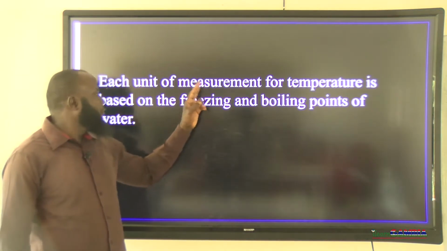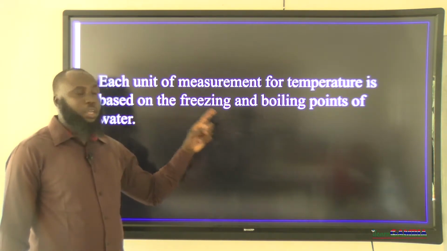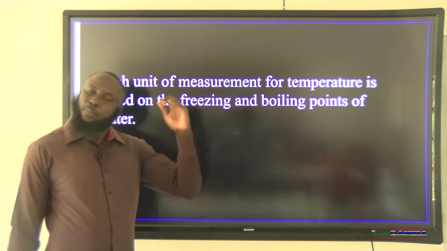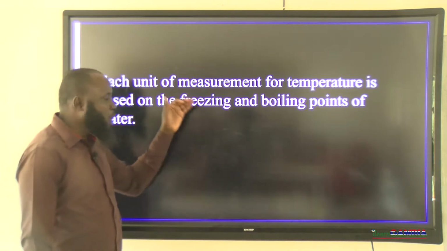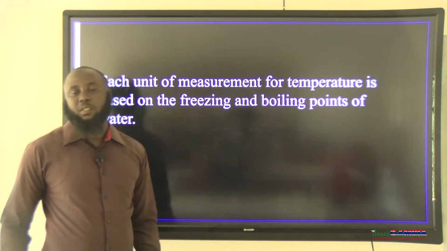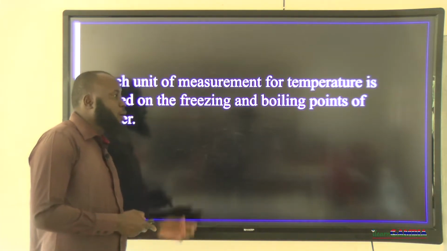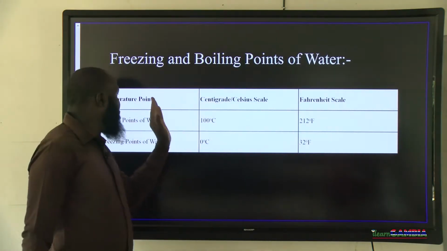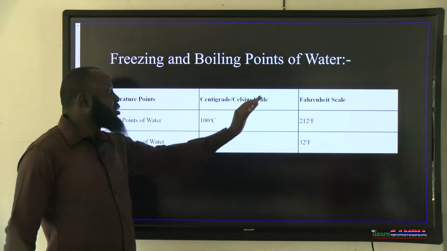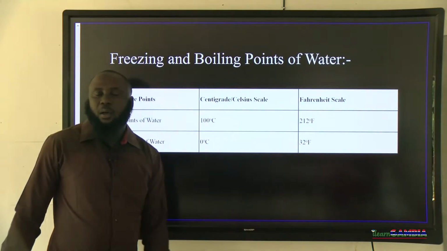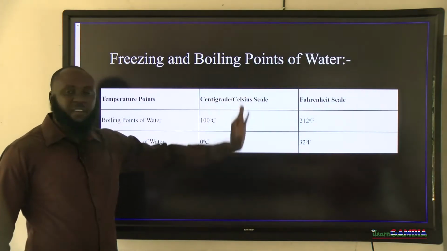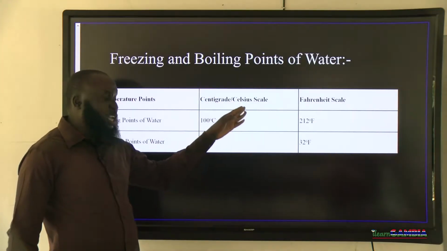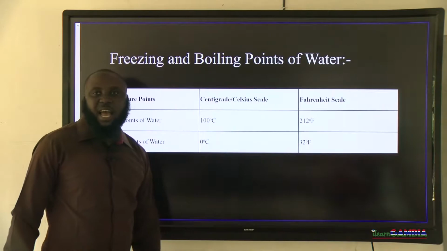Now, each unit of measurement for temperature is based on the freezing and the boiling point of water. At what point when water reaches it, it boils, and at what point when water reaches it, it freezes. We're going to look at those things in our subsequent slides. Now, the freezing and boiling points of water. Where does the water start boiling, in its centigrade or Celsius scale and also in the Fahrenheit scale?